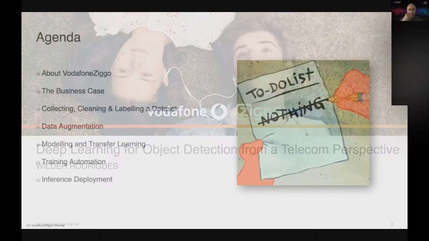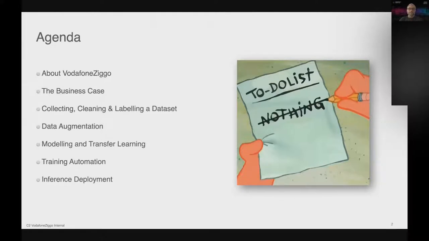So in that sense, we move on to a nice agenda in terms of what we do within VodafoneZiggo. That's my sales pitch, although I don't know if anyone in the audience actually lives in the Netherlands, but anyways, just a bit about the company. The business case itself, how we actually collected, cleaned, and labeled our data set. There were quite some struggles and challenges there. Some of the data augmentation that we applied to the data set, and the modeling technique for object detection. You might know what's out there, but then what we picked and why we picked certain things.